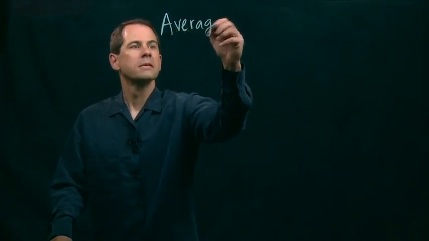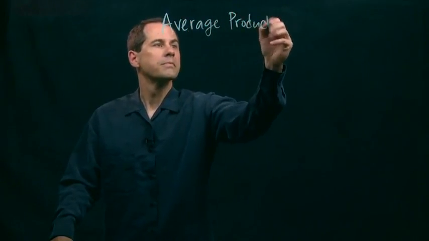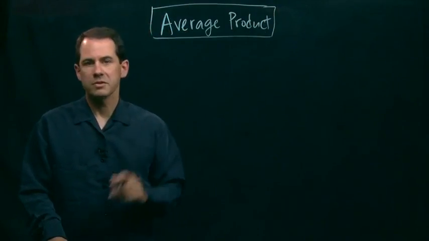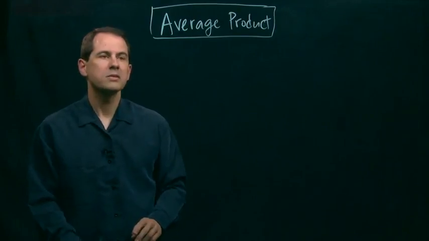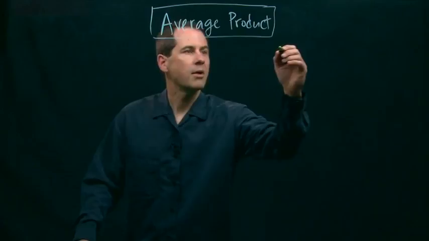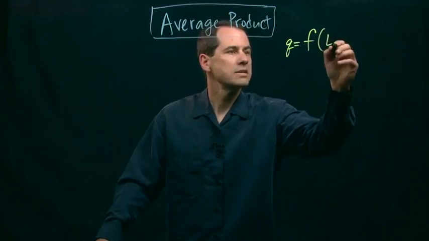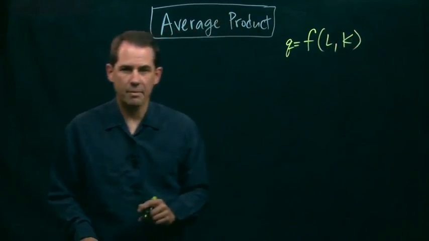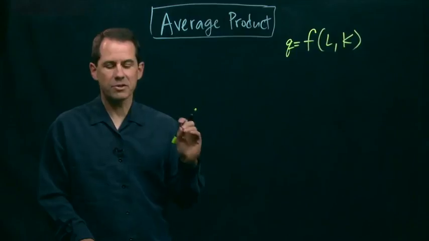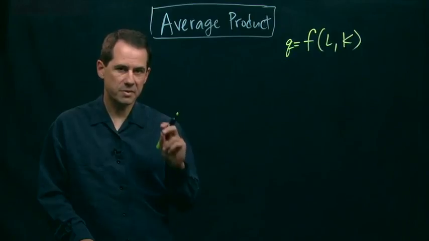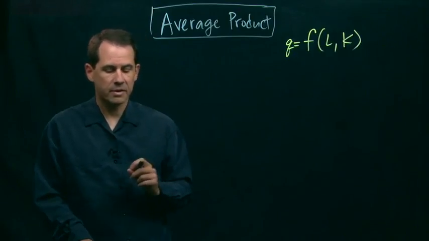Hello. This short lecture will be on average product. Let's start by remembering what a production function tells us. A production function simply gives us the output as a function of the inputs, which we typically think of as labor and capital. Now, the average product is simply the output per unit of a specific input or factor.